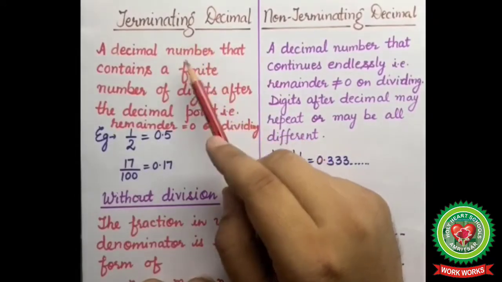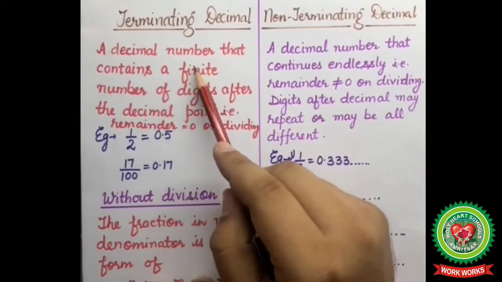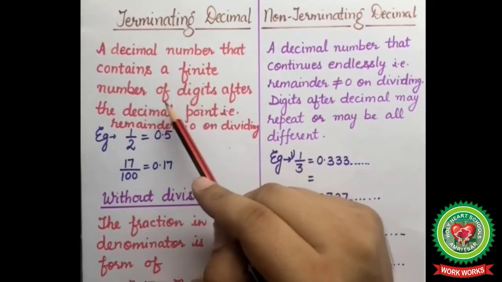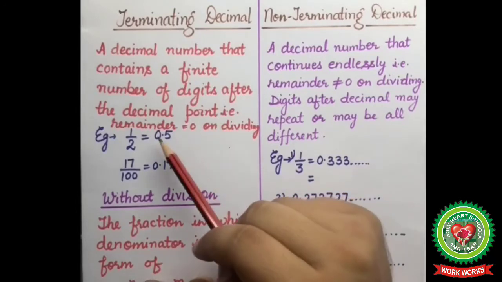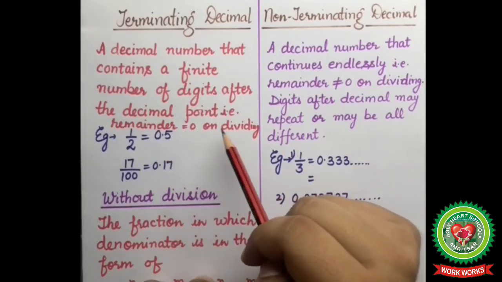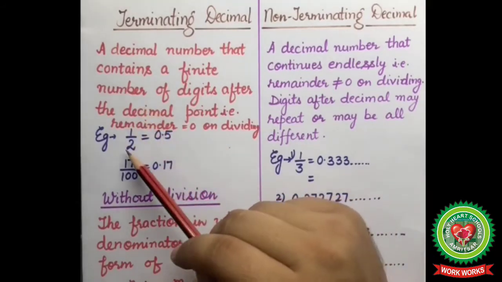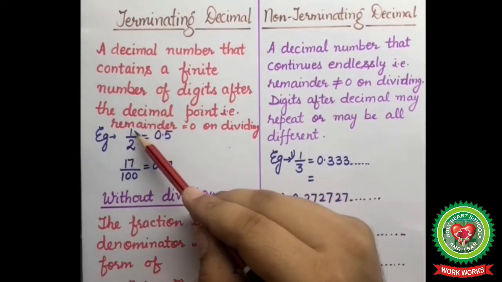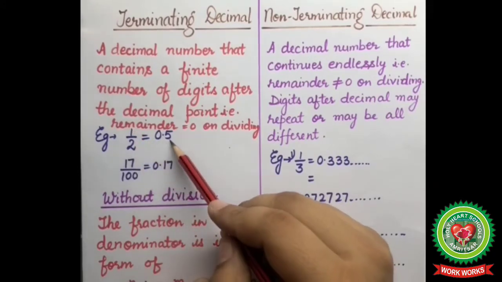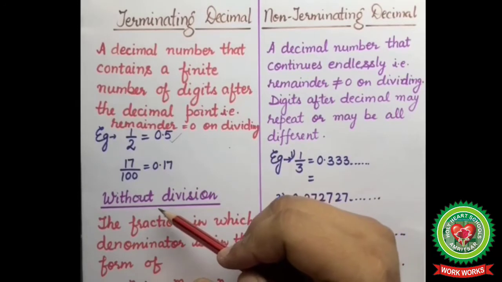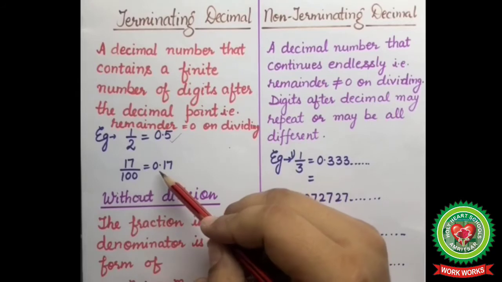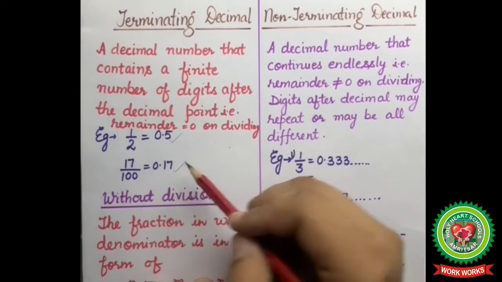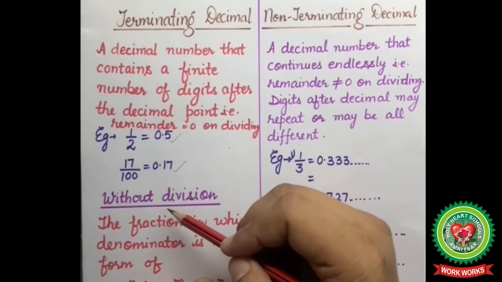What is a terminating decimal? A decimal number that contains a finite number of digits after the decimal point, that is, we get the remainder as 0 on dividing. For example, if we divide 1 by 2, we get the answer as 0.5. And if we divide 17 by 100, we get the answer as 0.17. So these are terminating decimals.